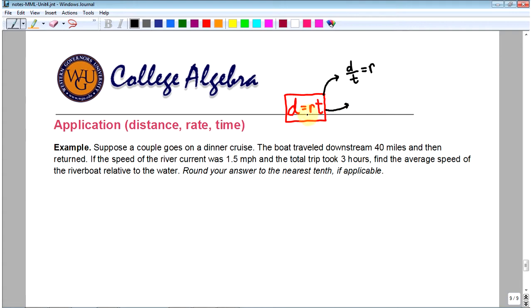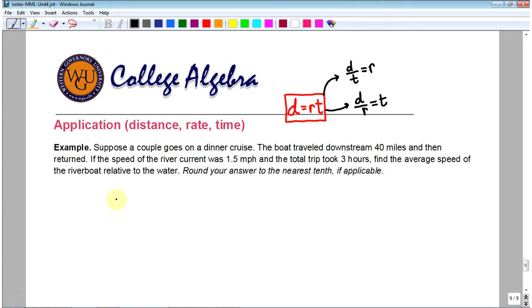Let's say that we needed to figure out what the time was equal to. Well, if we take that original formula and divide both sides by the rate, we would have that distance divided by the rate is equal to the time. So as long as you remember one version of your formula, you'll be able to get any other version that you might need.